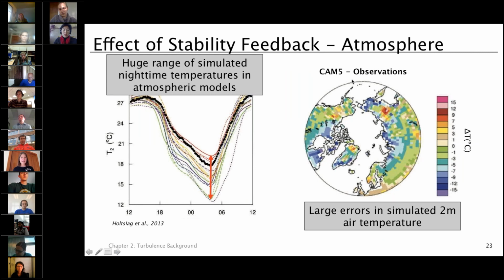We can see this in other places as well. A paper by Holtslag et al. in 2013 again shows about a 10 degree C difference in nighttime temperature in atmospheric models across the world. And if you look at global climate model CAM5 against observations, particularly over snowy regions, it has very large errors in simulated 2-meter air temperature. It's just these stable boundary conditions which occur over snow are really hard to model because people aren't sure how this balance occurs between the buoyant forces and the mechanical mixing forces in turbulence.